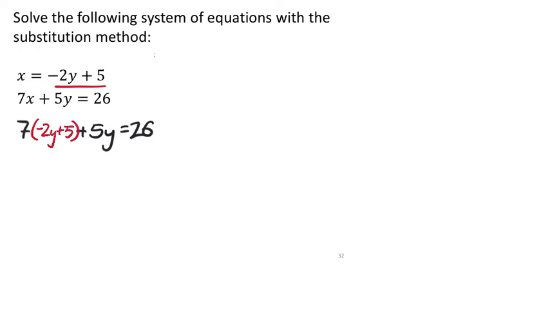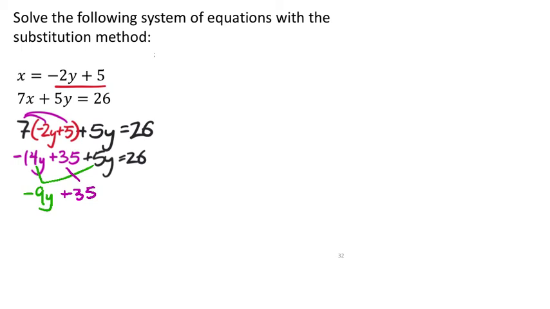When I finish solving it, I will have the y value, which then I can use to solve for the x value. So I've got to distribute the 7. 7 times negative 2y would be negative 14y's. 7 times 5 is positive 35, and then plus 5y equals 26. So now I've got to combine my like terms. Negative 14y's and 5y's would be negative 9y's. Still drop the positive 35 there, and this still equals 26.